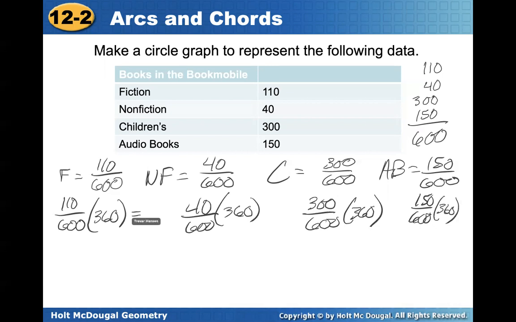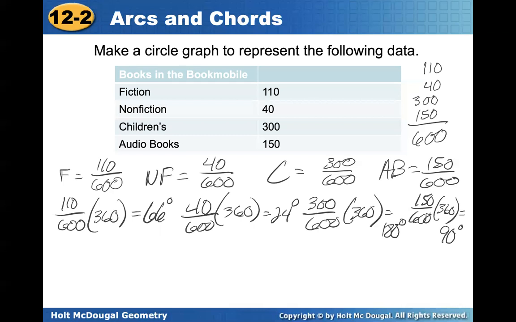This one, 66 degrees. Does that sound right? 66 degrees. 24 degrees. 180 degrees, because it's half of the books in the bookmobile. So it's half of the circle graph. And this one is a quarter, so it'd be 90 degrees. Of course, you can multiply those on your calculator and it'll spit out those answers for you.